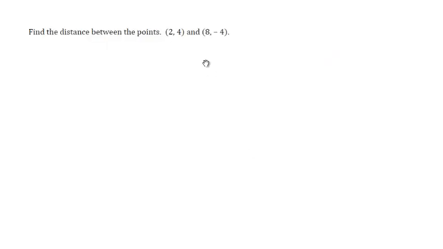First, let's find the distance between these 2 points. We'll use the distance formula to do this. In the distance formula, you subtract the x-coordinates, then you square those. You subtract the y-coordinates and you square those. Then you get the sum of that expression, and then you take the square root.